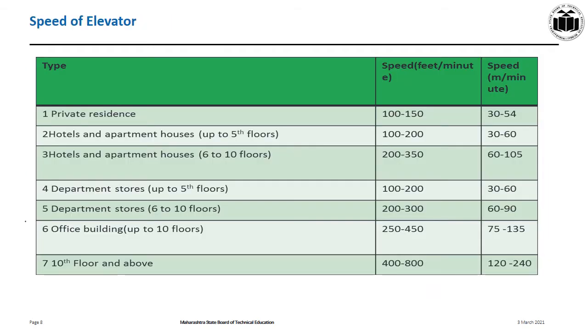Next is the speed that we are supposed to practice in the elevator system for various kinds of buildings, like residential buildings, hotel apartments, departmental stores, office buildings and skyscraper buildings. So this is the list. Learners are supposed to pause the presentation and note down the list of the speed of the elevator system for a particular building.